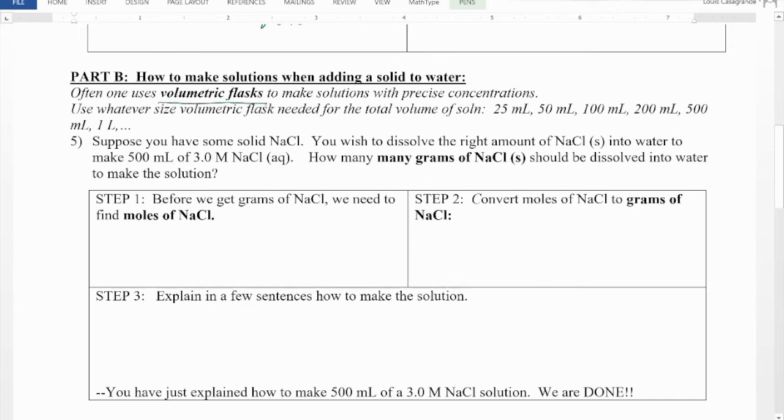And volumetric flasks are very precise flasks, very precise pieces of glass, or there's some plastic ones as well, that come in various sizes. And we have a whole slew of them ranging from 25 milliliters all the way up to some 2-liter flasks. And I'm going to insert here another video that I took earlier that just shows an array of the volumetric flasks and what they look like.